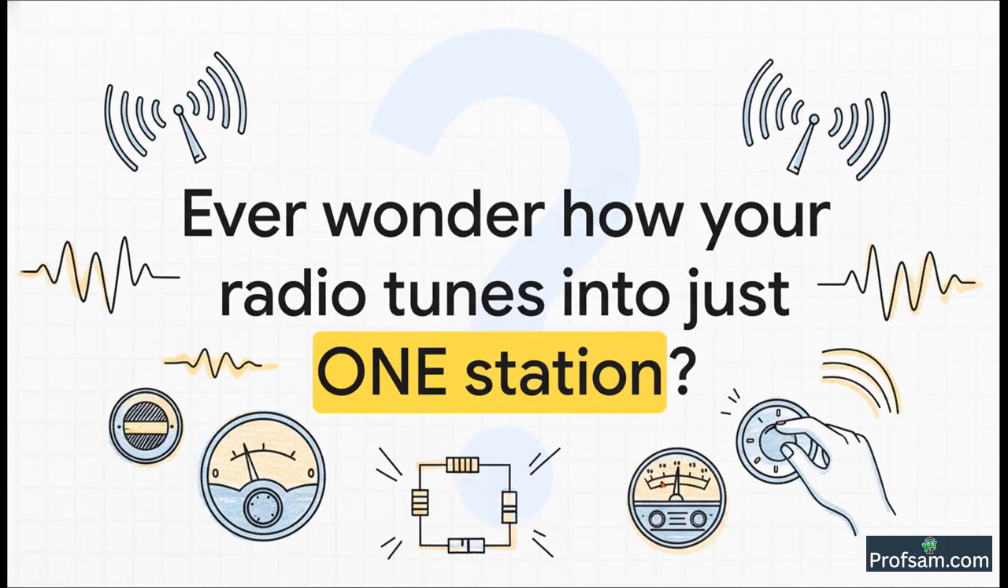Have you ever thought about this? When you turn that knob on your radio, how does it magically catch just one station, say 98.3 FM, and completely ignore the hundreds of other signals that are floating in the air? Well, the secret behind this everyday magic is the LCR circuit, and today we're going to unlock it together.